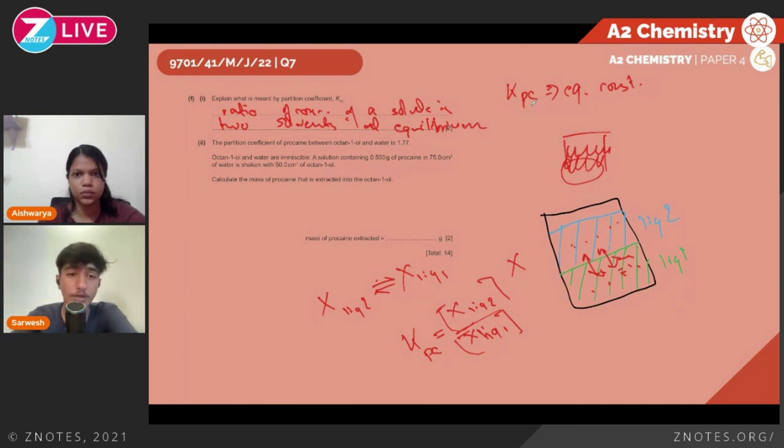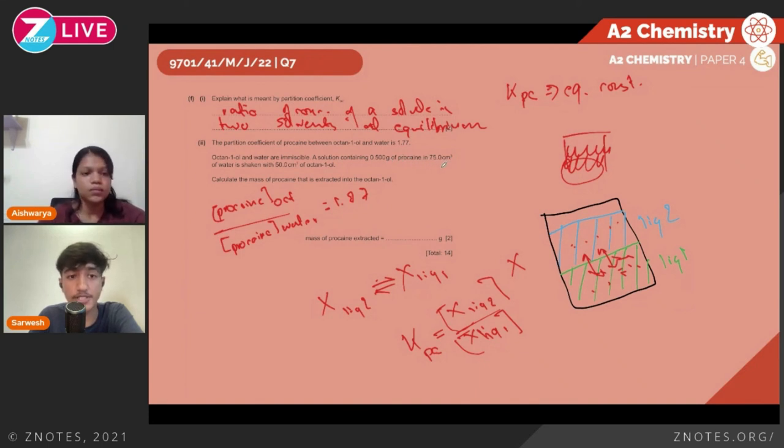The partition coefficient of procaine between octanol and water is 1.77. So between octanol and water, the concentration of procaine in octanol over the concentration of procaine in water is 1.77. Octanol and water are immiscible. A solution containing 0.500 gram of procaine in 75.0 cm cube of water is shaken with 50 cm cube of octanol. Calculate the mass of procaine that is extracted into octanol.